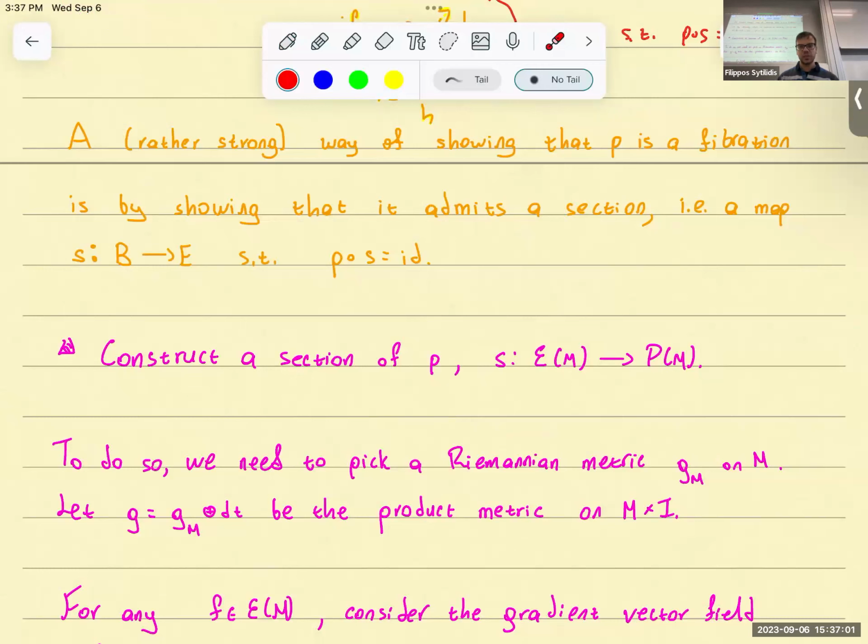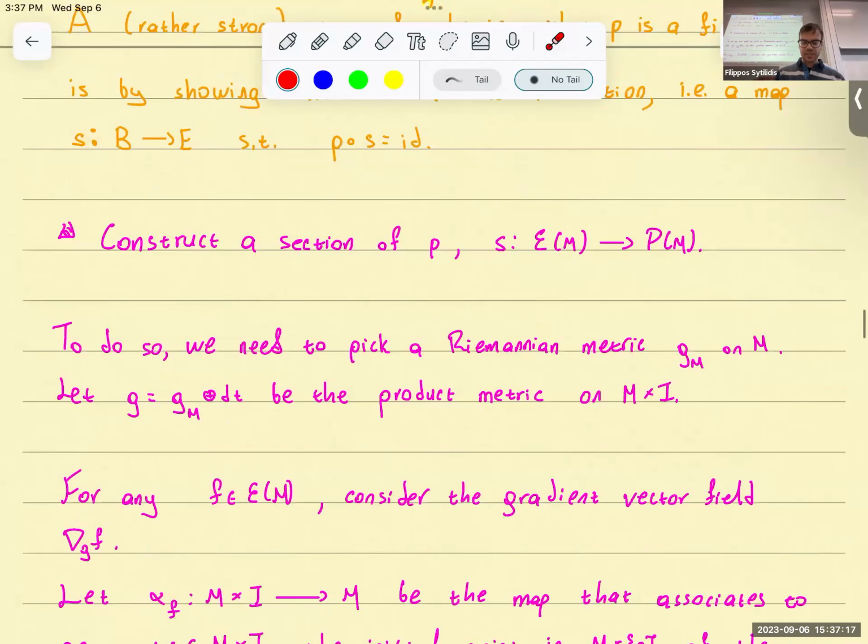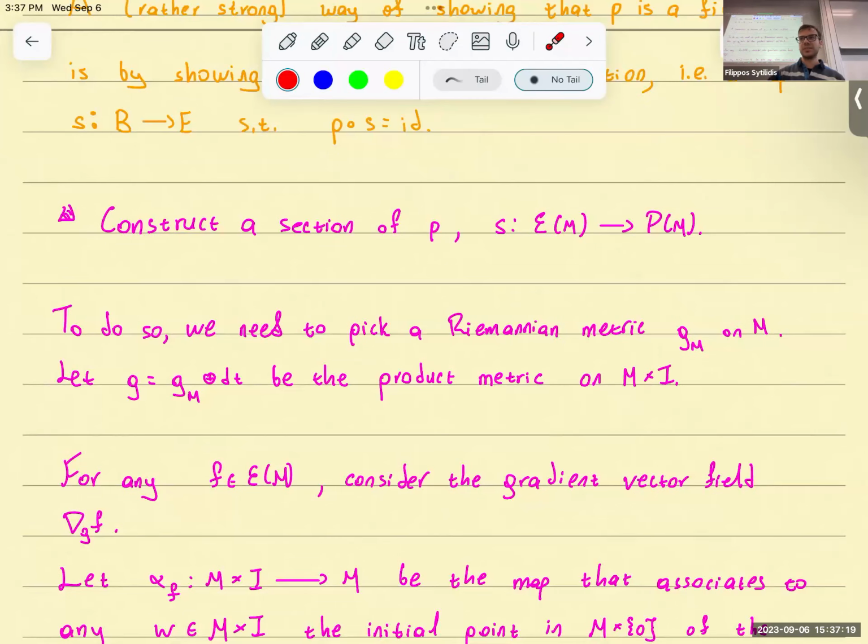So we're going to construct a section from the space of maps from N cross I to I with no critical points, to the pseudo-isotopy group. So this is a little bit of a more difficult map to construct.